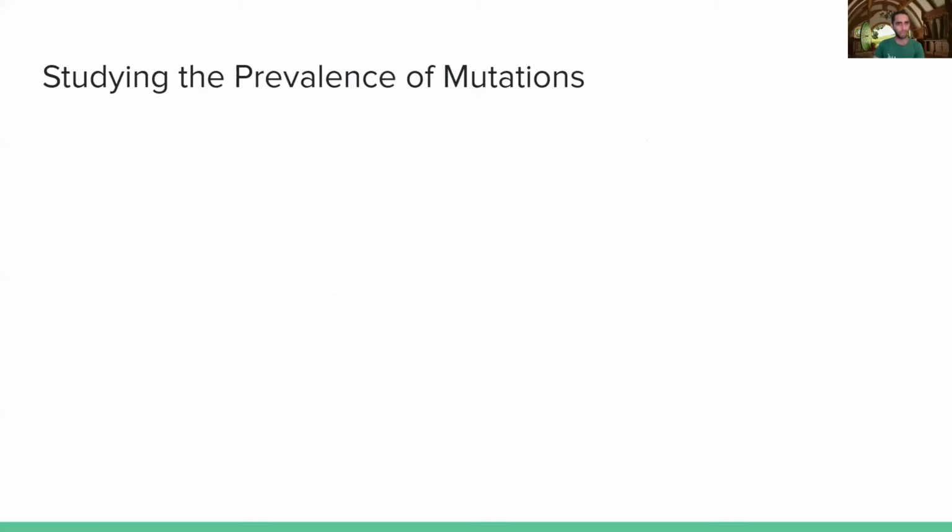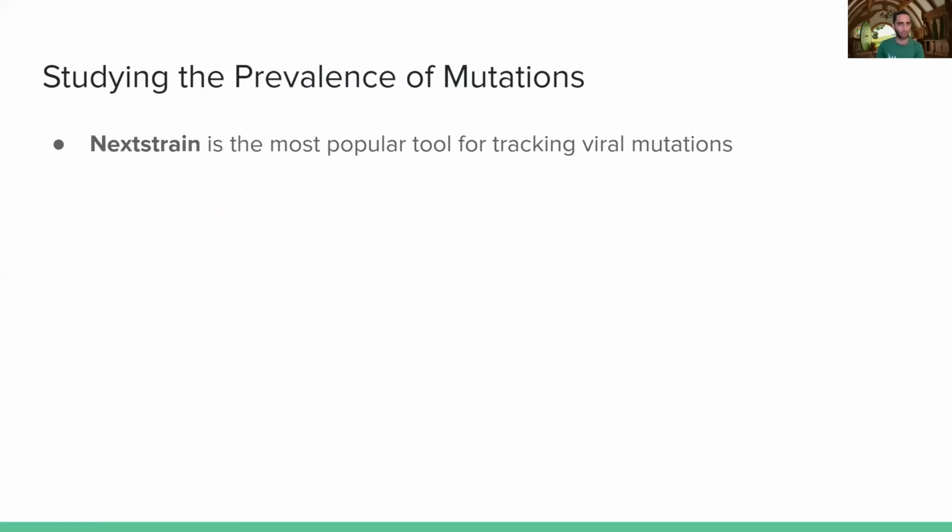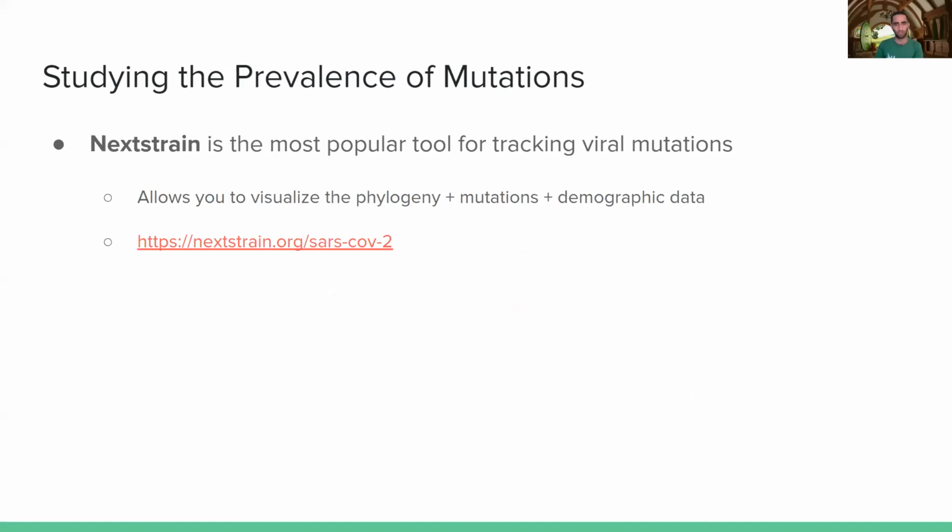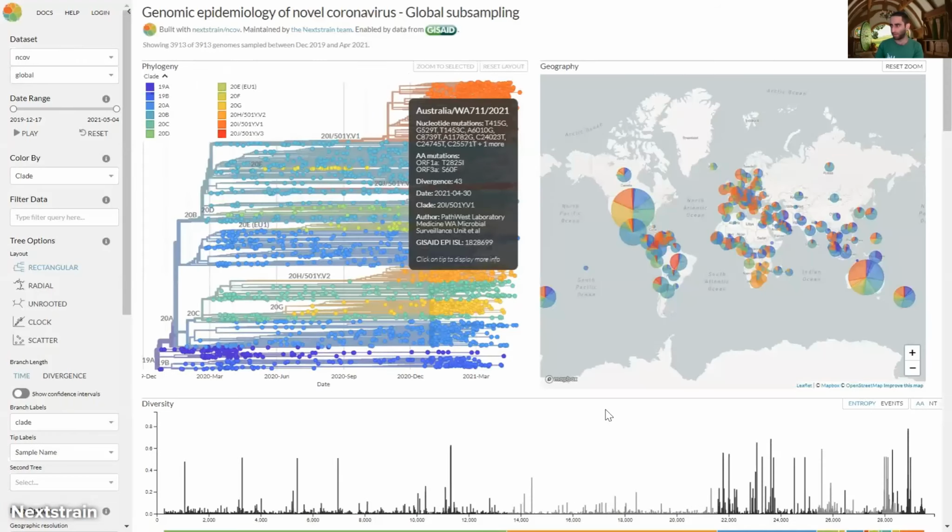So how prevalent, how frequent is a given mutation in my population? NextStrain is a popular tool for tracking viral mutations. I believe the previous speaker also mentioned NextStrain. It's an awesome tool. It lets you visualize the phylogeny, plus the mutations, plus demographic data from the samples. Here's a link to NextStrain, and it lets you get visualizations like this. This is a screenshot of a recent NextStrain build. You can play around with the tree, look at the diversity across the genome, and see the proportions of whatever metadata you're looking at over the population.